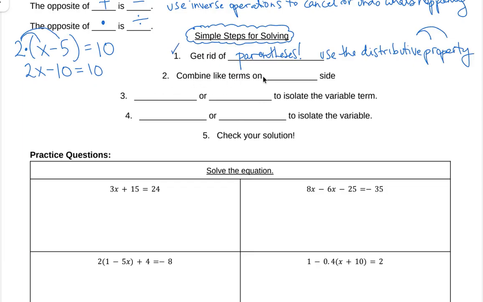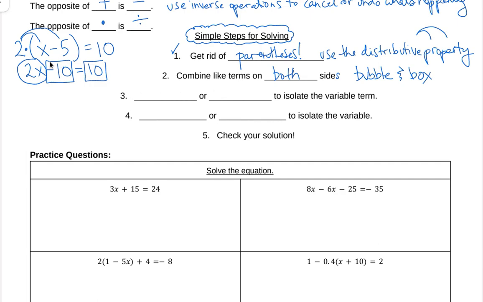The second step says combine like terms on both sides. Sorry, there's a little typo here, on both sides of the equation. All right, and so what I want you to think about is bubble and box. And this is not new to us either. We know how to bubble and box. So if I were to bubble and box my updated equation, I would bubble the 2x because it has a variable with it. This is a variable term. I would box the negative 10 because that's a constant, and I would box this 10 because that's also a constant.